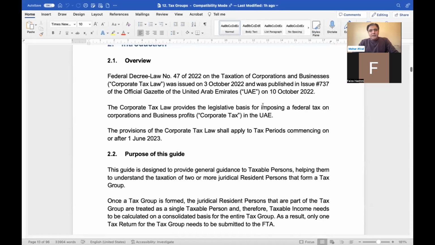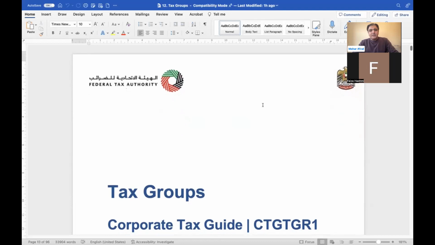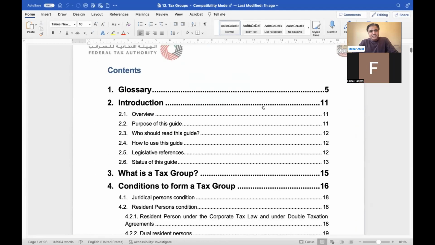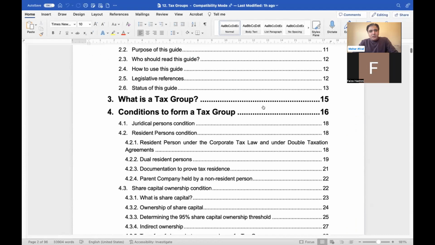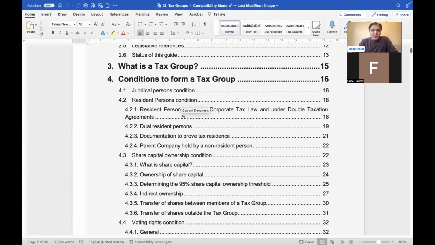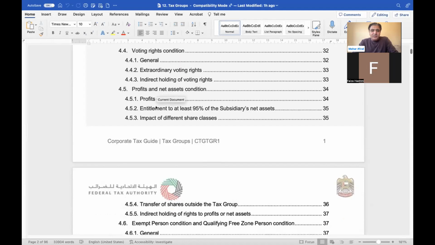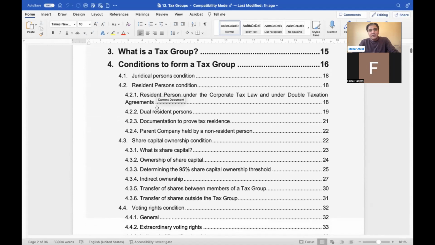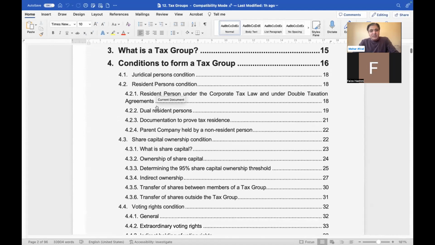Okay, in the beginning of the guide, this is the guide for the tax group that has already been issued by the Federal Tax Authority. This is the introduction: what is the tax group, and the conditions to set up the tax group. We will discuss point number 4 today, and the remaining points we'll be discussing in our coming webinars. Point number 4 is the conditions to set up the tax group.